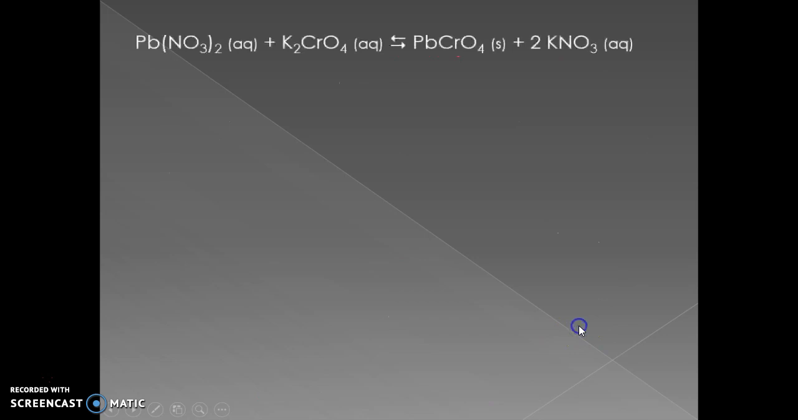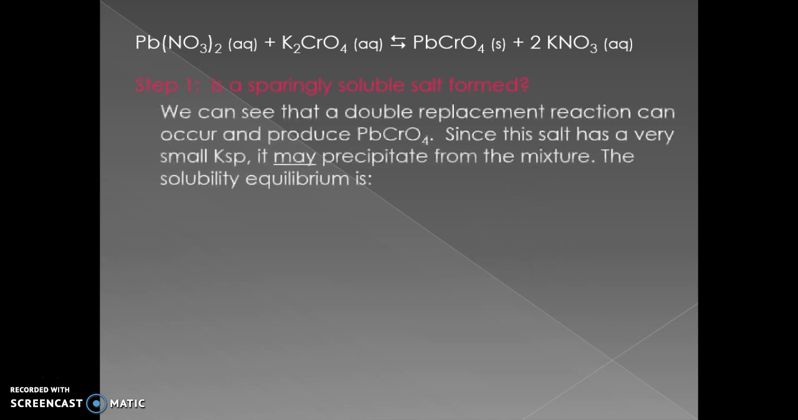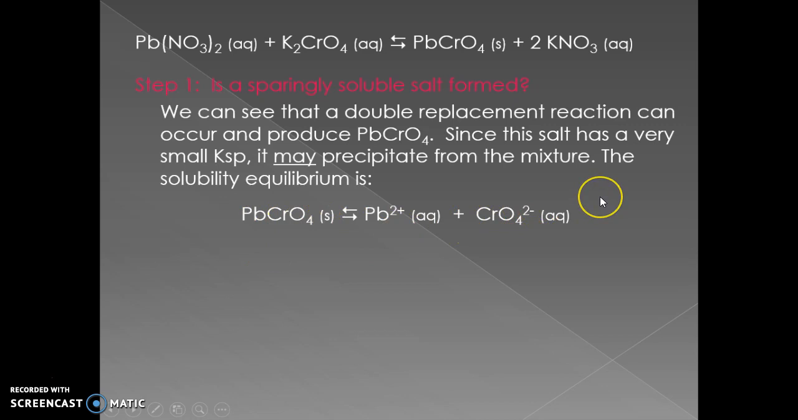So how do we deal with that? So step one, are we going to form a sparingly soluble salt? So we look at solubility rules and we predict, well, we should get lead chromate, but again, that depends on solubility. So lead chromate is the thing that we're worried about. So that's going to be our focus. Lead chromate is the sparingly soluble salt. So we need to focus on its KSP in order to decide whether we will or we won't.